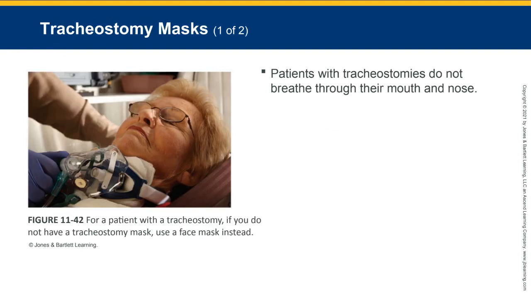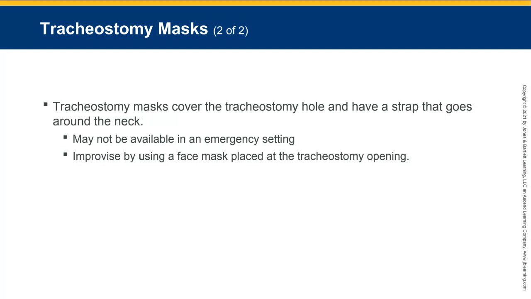Now the tracheostomy mask. Patients with tracheostomies do not breathe through their mouth and nose. So the mask goes over the tracheostomy opening or tracheostomy tube. Tracheostomy masks cover the tracheostomy hole and have a strap that goes around the neck. It may not be available in an emergency setting. Improvise by using a face mask placed at the tracheostomy opening.